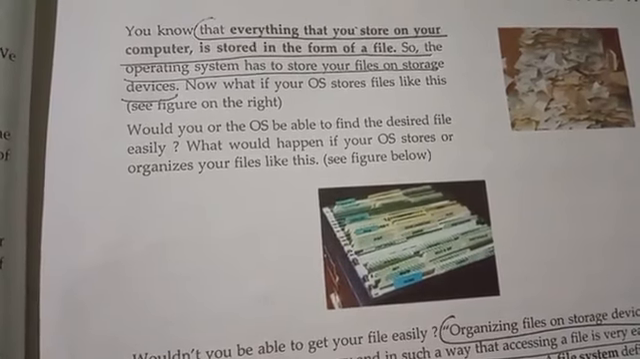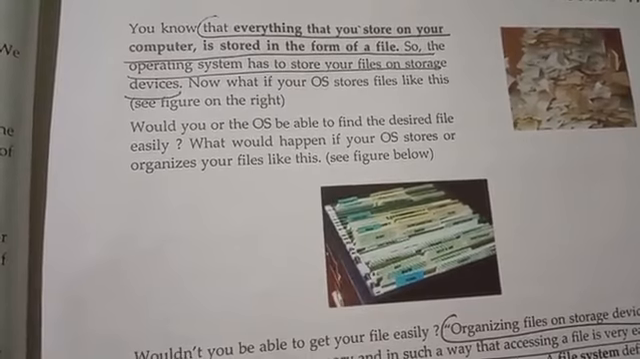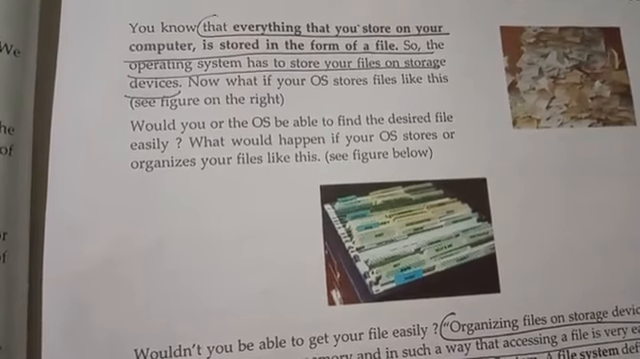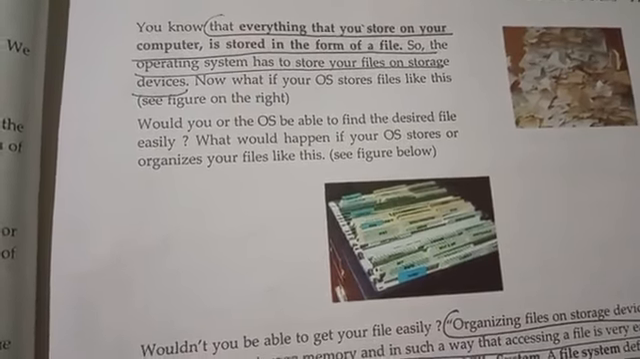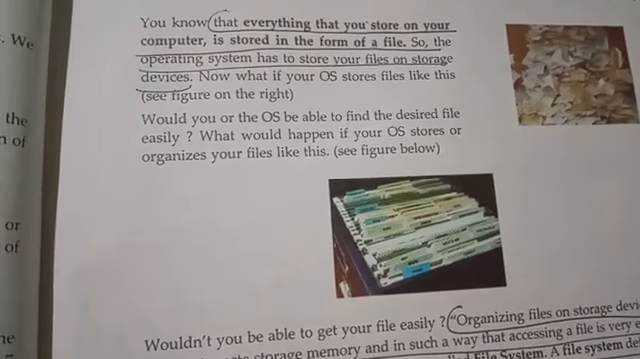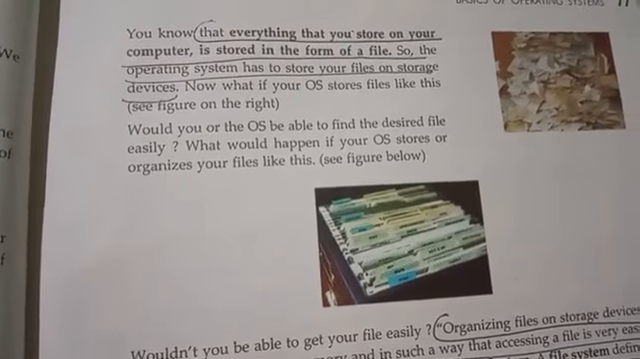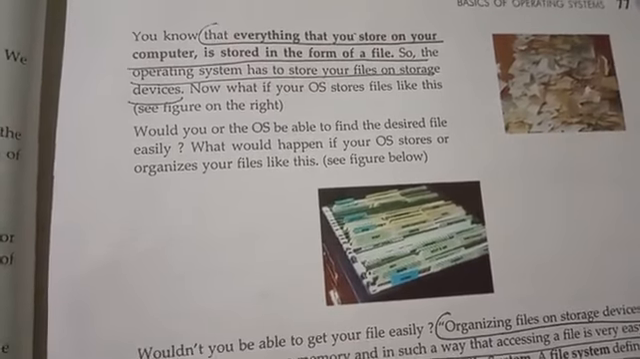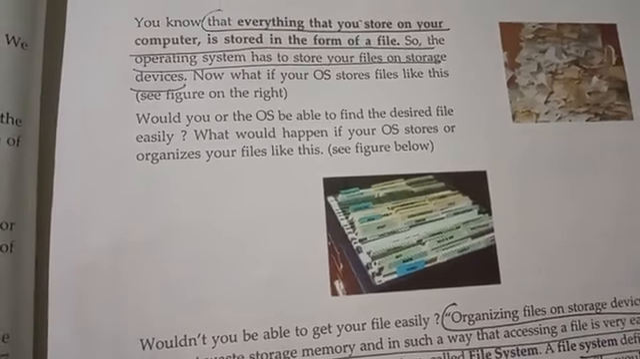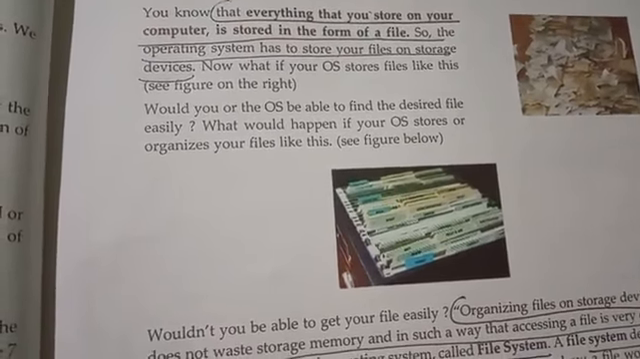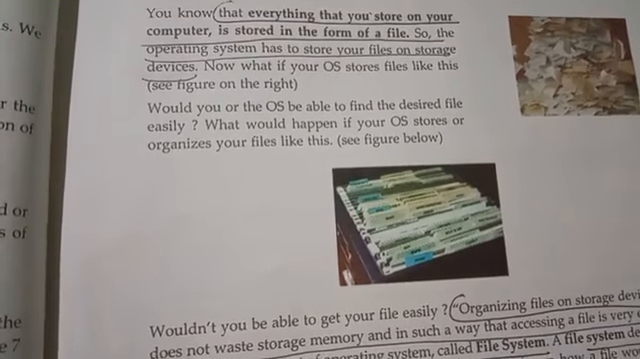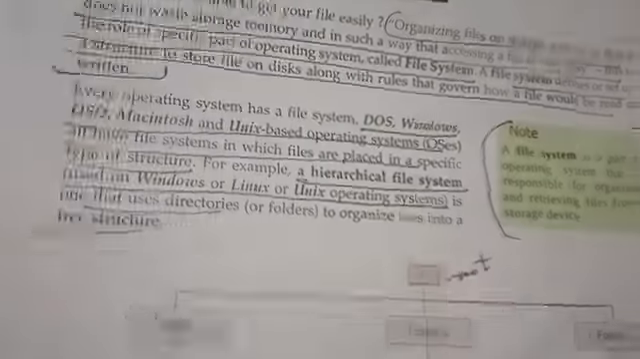So the operating system has to store your file on storage devices like hard disk, RAM, etc. Also, a major function of an operating system is file management. We already studied that. So we need to study in detail how the file system works. First, everything that you store on your computer is stored in the form of file, and the operating system has to store your file on storage devices.